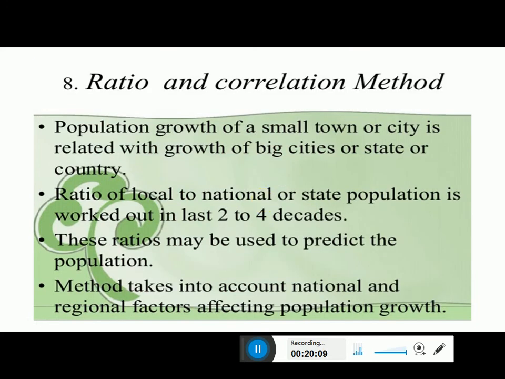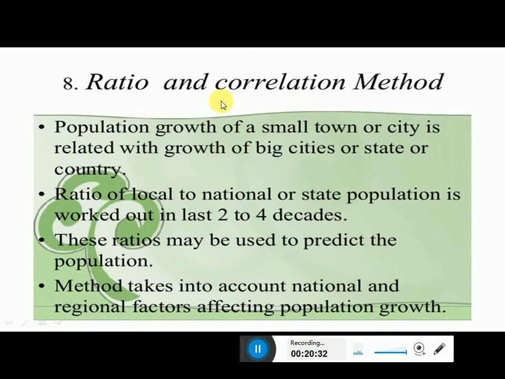Then the ratio and correlation method. This is another method. Here the population growth of a small town or city is related to the growth of big cities or the state or a country. Based on the ratios of one city to another city or a nation, we establish or predict the population. That is called the ratio and correlation method.